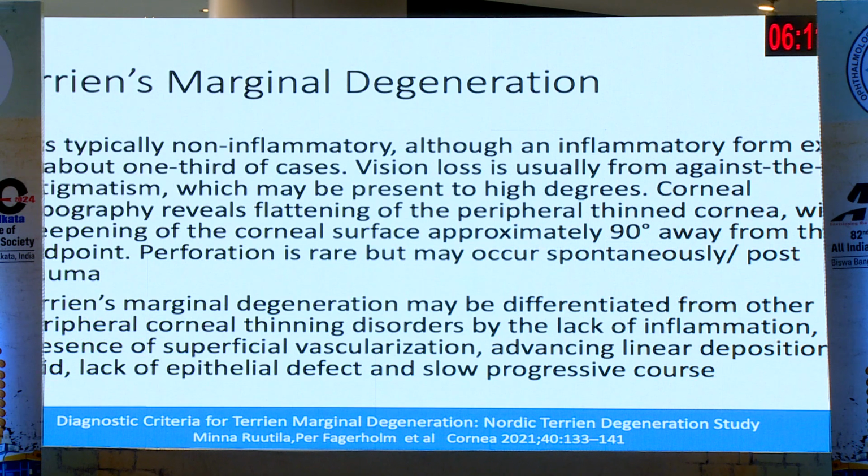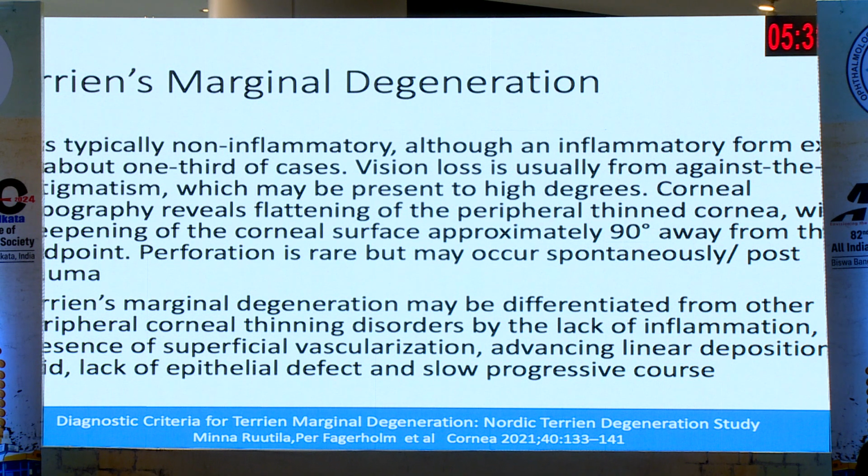The next degeneration that we are dealing with is Terrien's marginal degeneration. This is a slowly progressive peripheral ectatic disorder. It is characterized by a triad of peripheral stromal thinning associated with lipid deposition at the advancing edge, and superficial conjunctival vascularization advancing onto the corneal thinning. By definition, the epithelium remains intact, and the degeneration may lead to high degrees of against the rule or oblique astigmatism. Two types have been documented, an inflammatory form and a non-inflammatory form, and both of them are characterized by this oblique against the rule astigmatism.